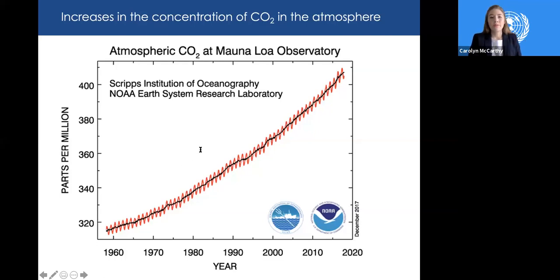The Mauna Loa Observatory in Hawaii, United States, has been measuring the concentration of carbon dioxide, CO2, in the atmosphere for over 60 years. This graph shows their measurements from 1955 to 2017. As you can see, there has been a steady increase in the concentration of carbon dioxide to a point where, about a year ago today, we have reached 415 parts per million.